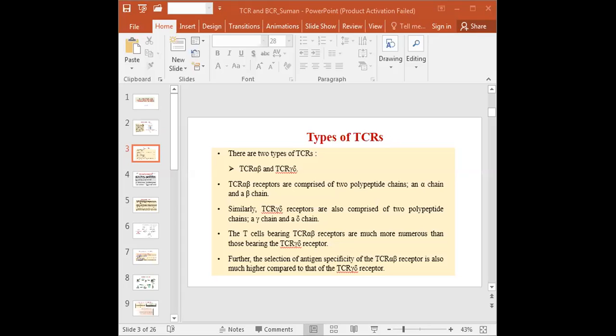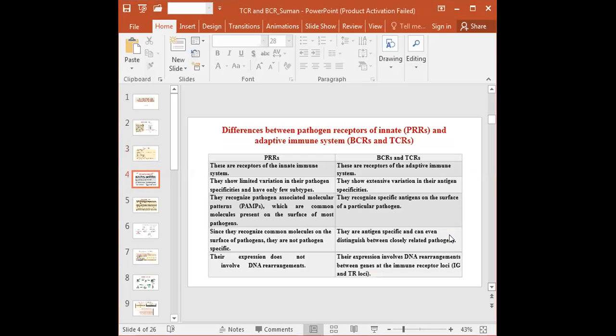It is noteworthy here that the innate immune system also employs receptors to recognize pathogens, and these receptors are known as pattern recognition receptors. The most widely studied pattern recognition receptor is the toll-like receptor. Now I'm going to discuss the differences between pattern recognition receptors and TCRs and BCRs. As I said, the pattern recognition receptors belong to the innate immune system, and BCRs and TCRs belong to the adaptive immune system.